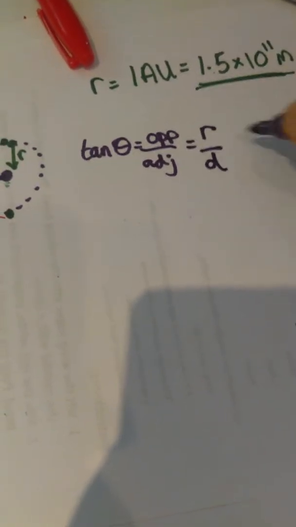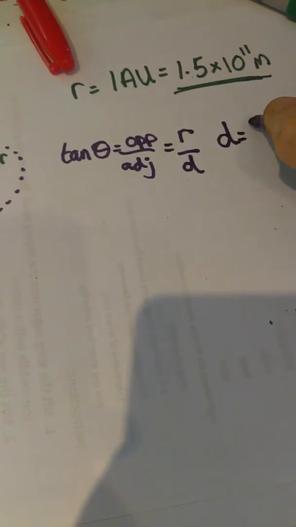Parallax, it's spelled correctly up above. Okay, tan theta is equal to opposite over adjacent. On the diagram, my opposite is R, my adjacent is D. So I've got tan theta equals R over D. And I know what R is. R is 1.5 times 10 to the 11. Rearrange that. I can calculate the distance because the distance would be equal to R divided by tan theta.